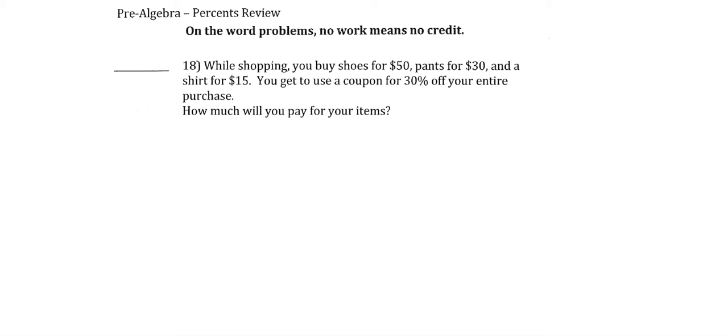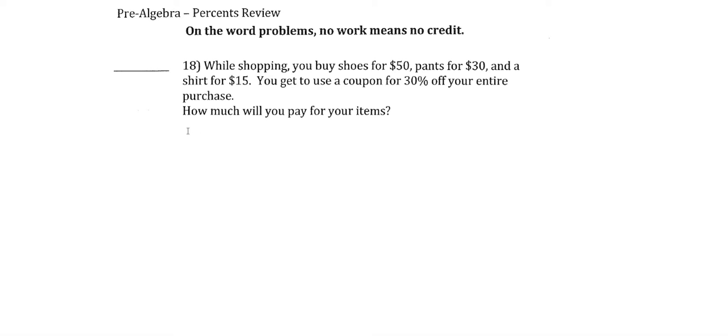Number 18. While shopping, you buy shoes for $50, pants for $30, and a shirt for $15. You get to use a coupon for 30% off your entire purchase. How much will you pay for your items? Now, you could break this one down a couple of different ways. You could do 30% off of the $50, 30% off of the $30, and 30% off of the $15. Figure out how much you're going to spend, and then add it all together.